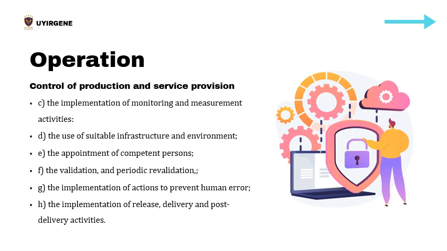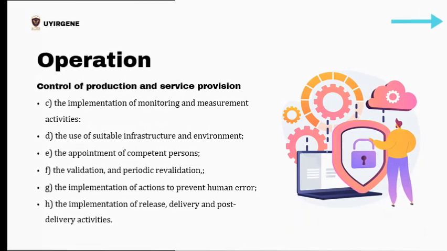The validation and periodic revalidation of the ability to achieve planned results of the processes for production and service provision, where the resulting output cannot be verified by subsequent monitoring or measurement. The implementation of actions to prevent human error. The implementation of release, delivery and post-delivery activities.